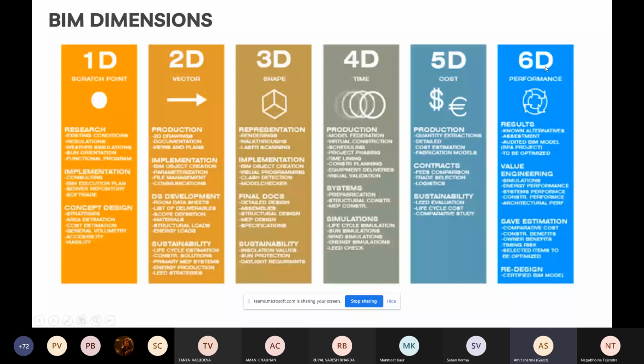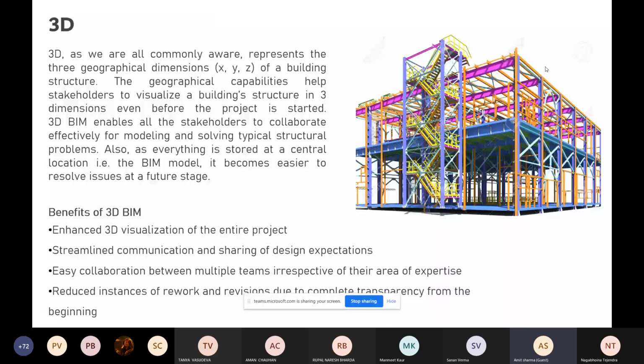So in 3D, every stakeholder has their different models. Architects have their architect model. Structural engineers have their different model. We can coordinate them and visualize how it's going to look. If there are any issues, we can put on virtual reality glasses and see if there are any coordination issues, and it enhances 3D visualization of the entire project. It streamlines communication and sharing of design expectations. It also enables easy collaboration between multiple teams. It reduces instances of rework.